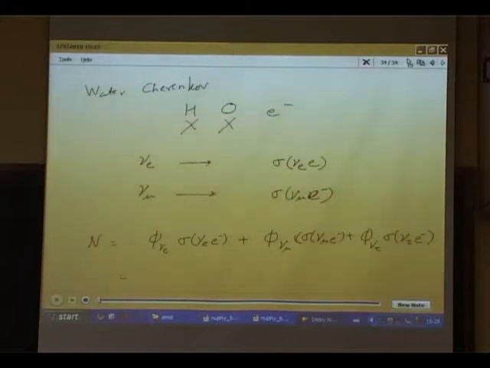So what you see here is actually φ of ν_e times σ of ν_e electron plus 1/6 of φ ν_μ plus φ ν_τ times the cross section of ν_e. I just used the approximate relation that the cross section of ν_μ with electron is about 1/6 that of ν_e.